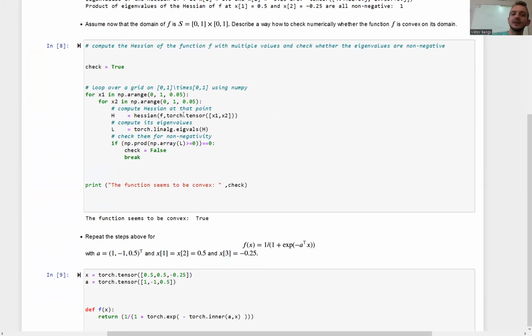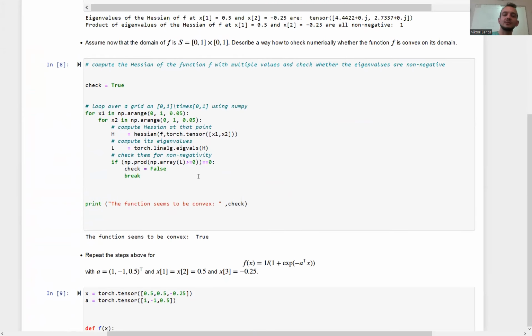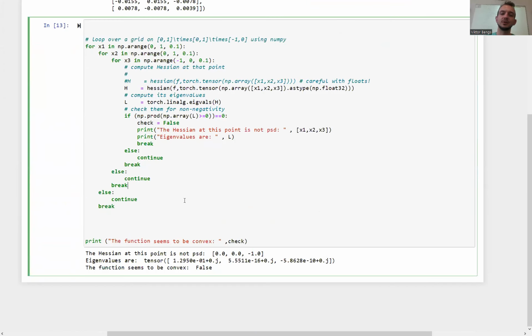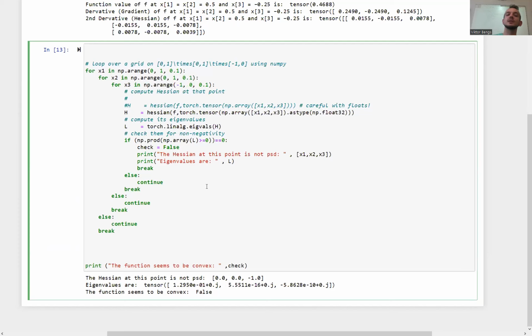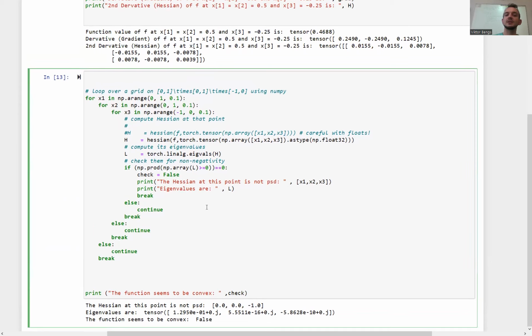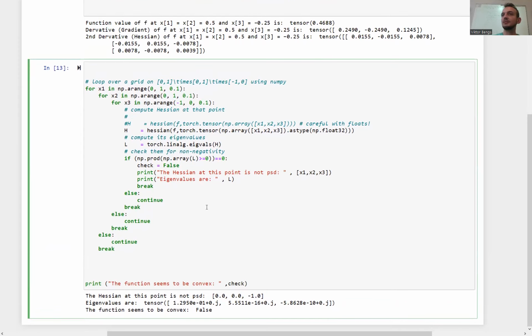So even if all the eigenvalues are non-negative for your grid points, it does not mean that your function is convex. It only indicates that it's kind of convex at these points. But definitely you can detect non-convexity in this way. So once you find a grid point where the Hessian matrix is not positive semi-definite, then you're done. Then you have verified that this is not convex.